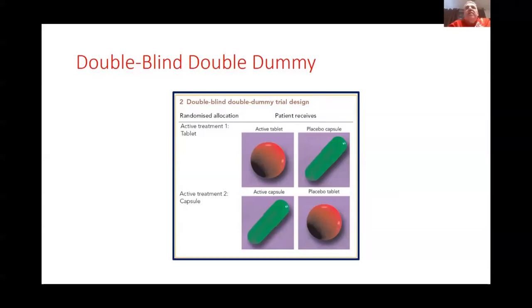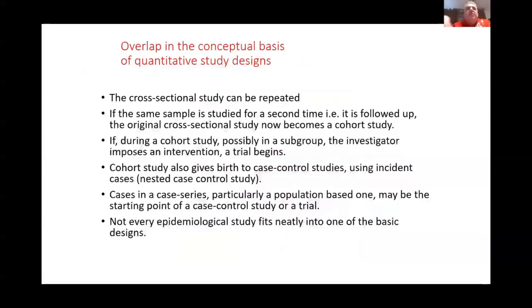So this is a double-blind, double dummy design. Usually, when comparing the effect of two drugs, one used as the study drug and the other as the control drug, we use the active tablet with a placebo capsule in group 1, and in group 2, we use the active capsule with the placebo tablet. In this case, neither the physician nor the participant knows to which group they belong, in order to avoid all kinds of biases.